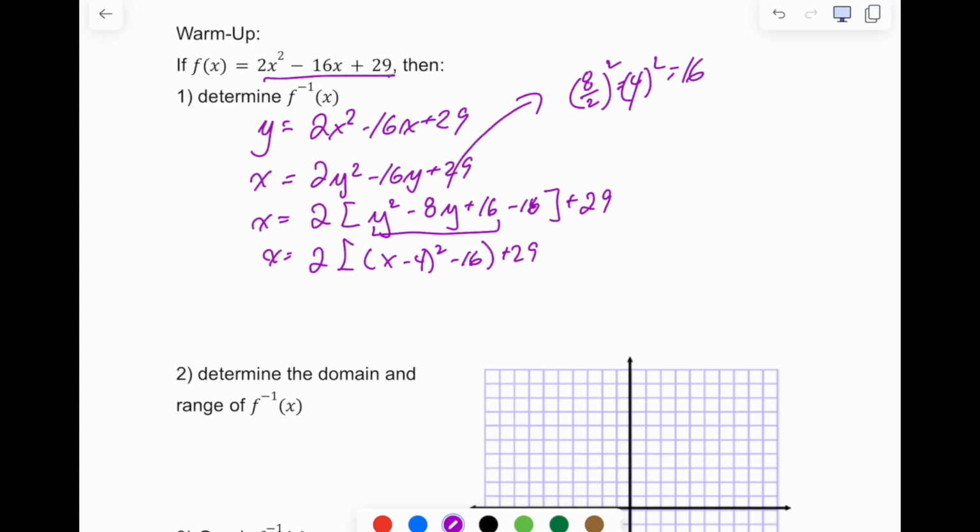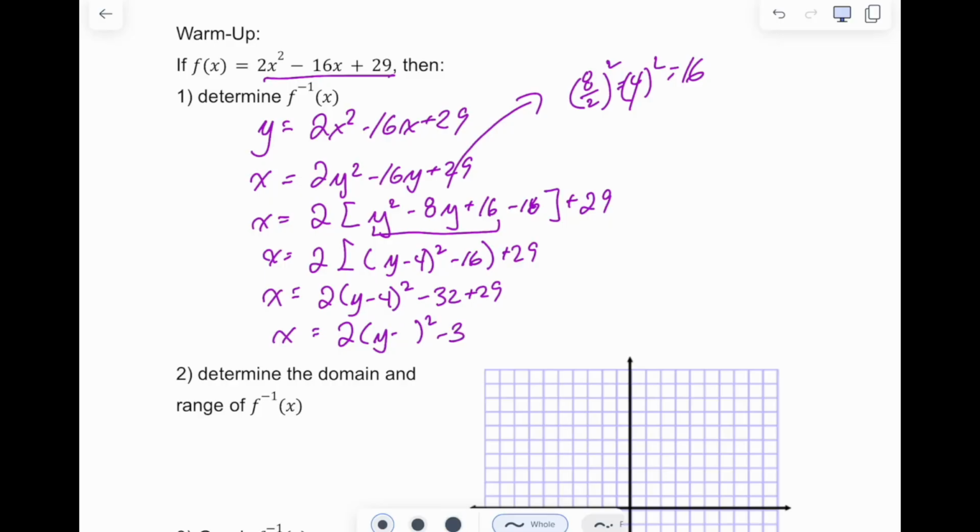And then now we want to distribute the 2 into the square bracket. So we get 2 times y minus 4 quantity squared minus 32 plus 29. So here we get x is equal to 2 times, oh, I switched my x's to y's along the way. Sorry, my mistake. Got so used to writing x's on the right. So we get x equals 2 times y minus 4 quantity squared minus 3.